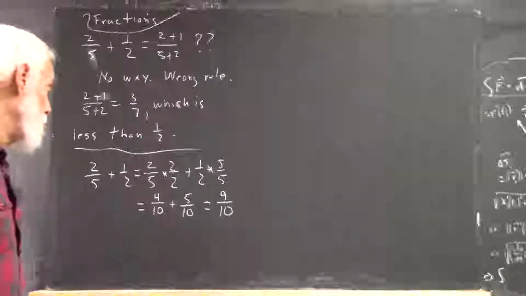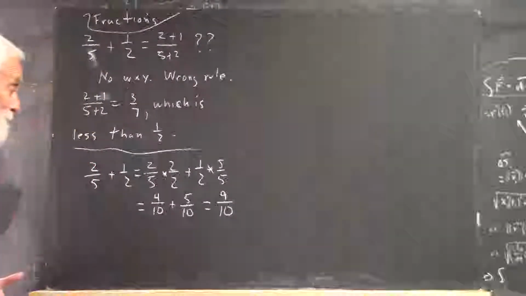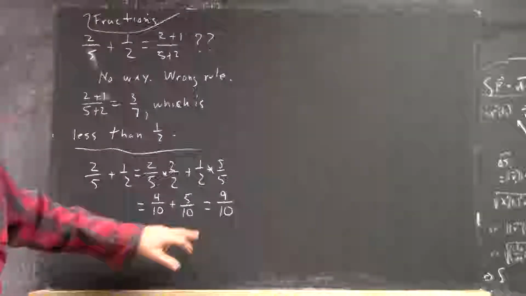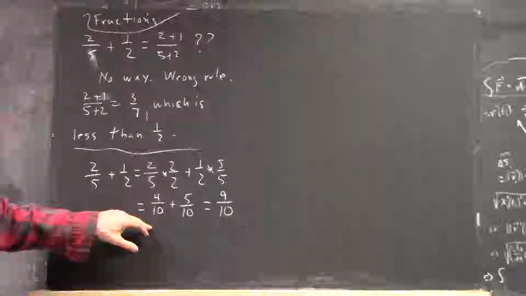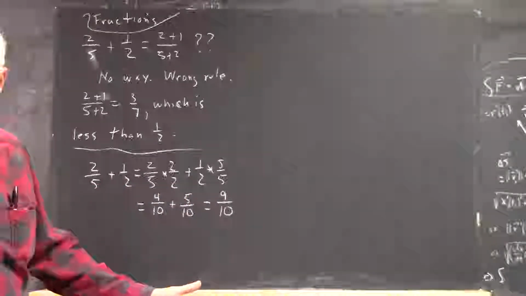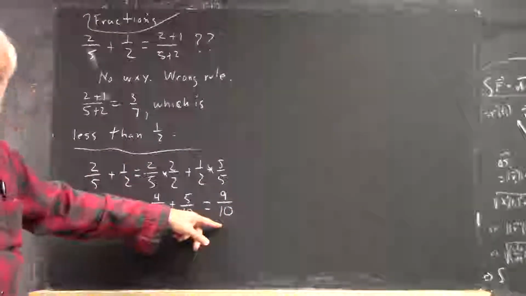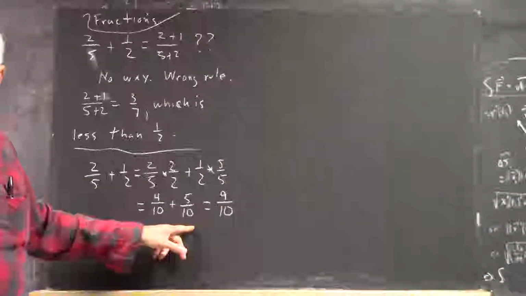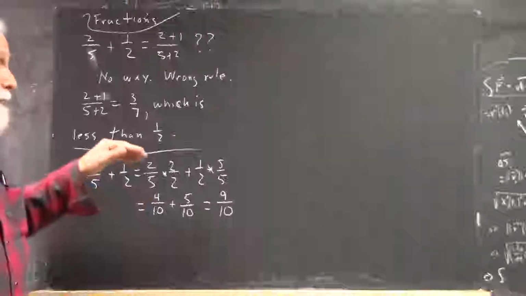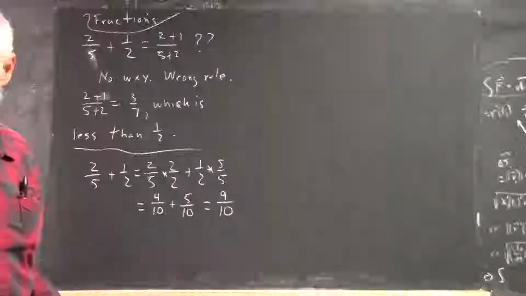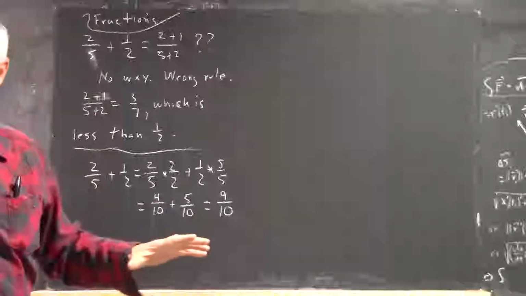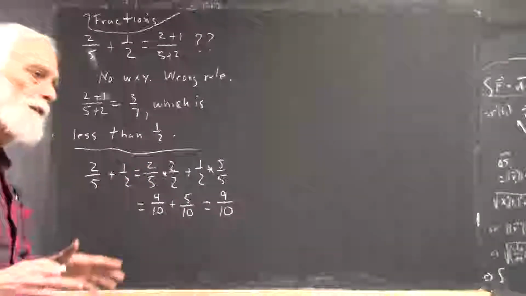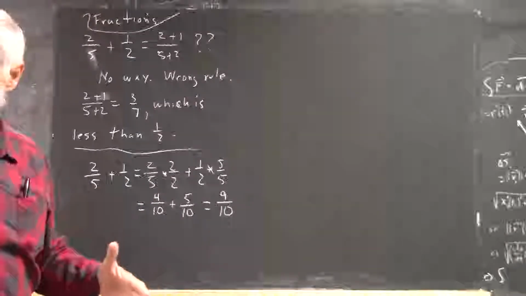Okay? So the rule is, if you got the same denominator, then this number will tell you how many of that you have, and this number will tell you how many of that you have. Then you can add the numerators, but you don't add the denominators. You're adding how many tenths to how many tenths, you're going to get how many tenths. That's kind of a common sense application that makes it clear why you're doing this and what you're doing.